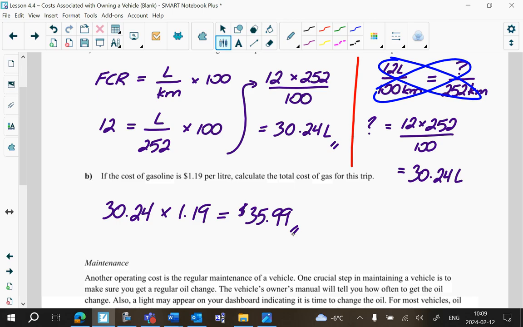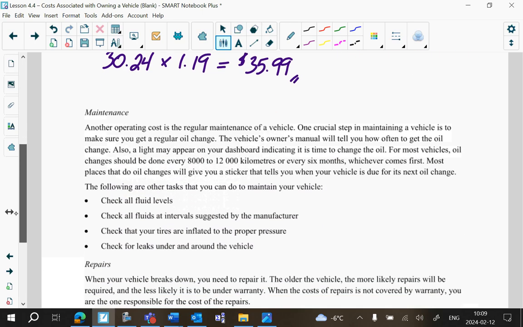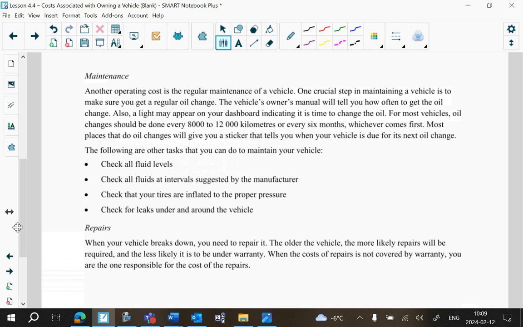So obviously that's something you have to be mindful of when you're operating a vehicle, the amount of gas you're using, because that's the big expense of operating the vehicle. And another big expense that you could get hit with is maintaining the vehicle. So there are some things that you can do to maintain your vehicle.